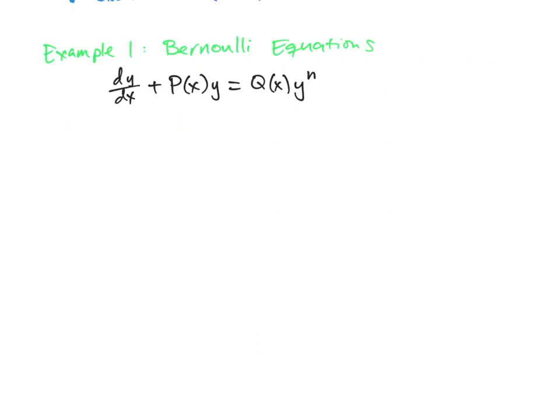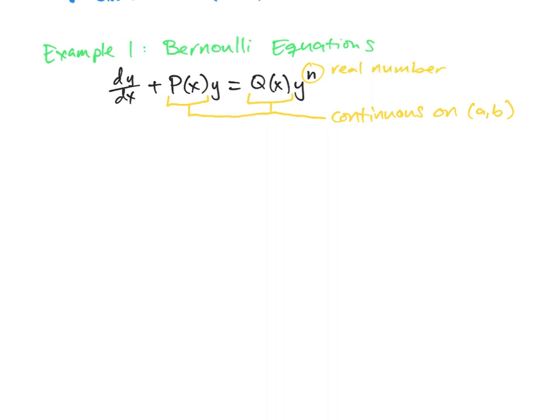Our first example is called Bernoulli Equations, and it takes this form here where we have our first derivative by itself, and then we have these two coefficients that only have x's in them, and these need to be continuous on an interval a to b. One term can have just a y in it, and then the other one can have a power of y in it, and that power can be any real number.